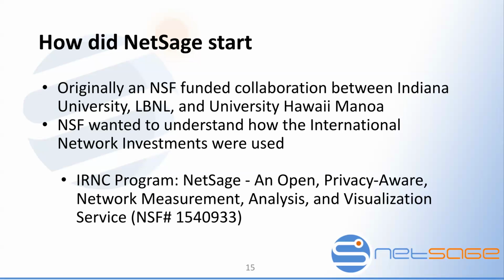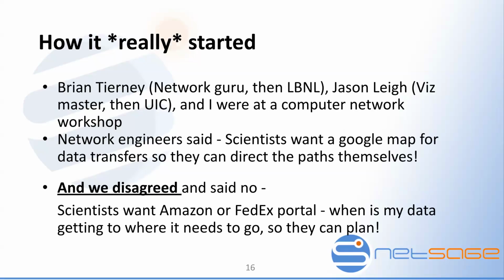Nobody knew who. So we got a grant in 2015 called Netsage, an open privacy-aware network measurement analysis and visualization service. And it was a requirement for the international networks at that time to work with us and share data with us so that NSF could figure out some of these issues. And so the engineers could see what was going on. And so end users could understand what was going on with their data movement. That's the official story. How it really started was a friendship.